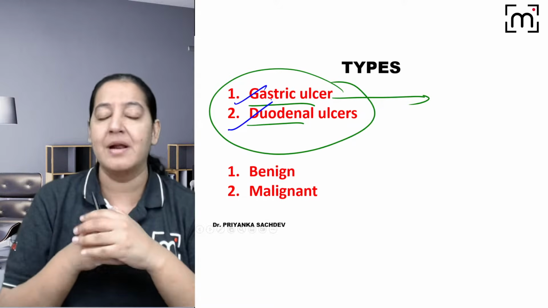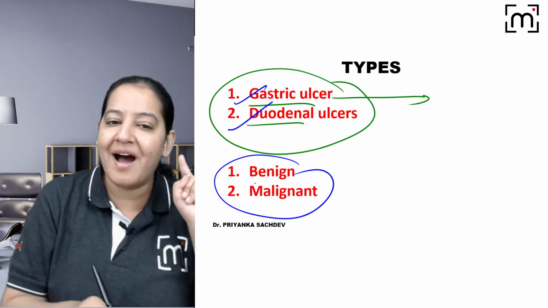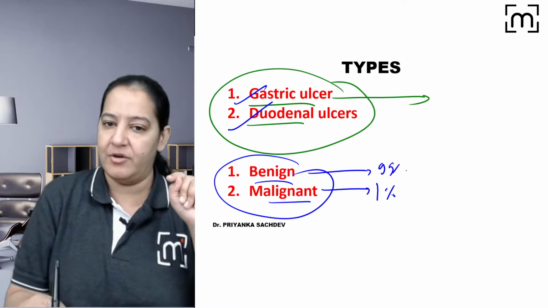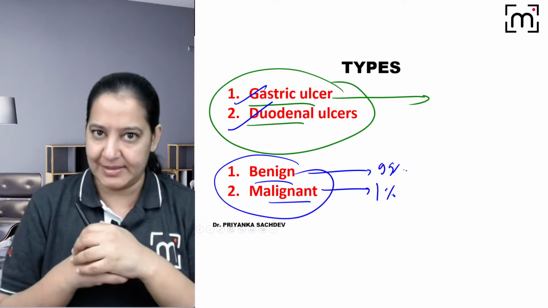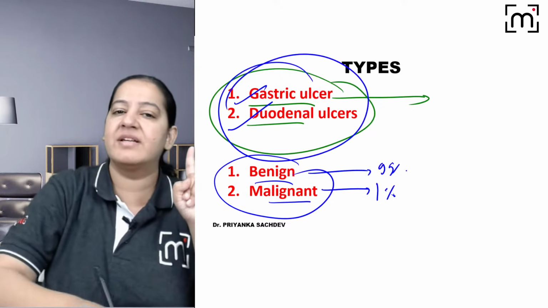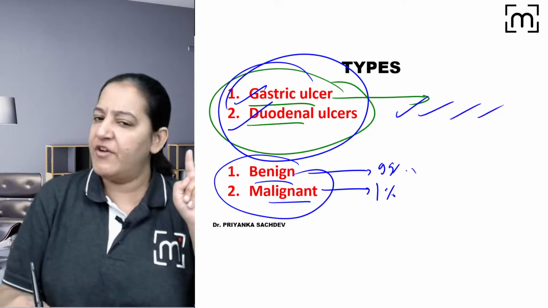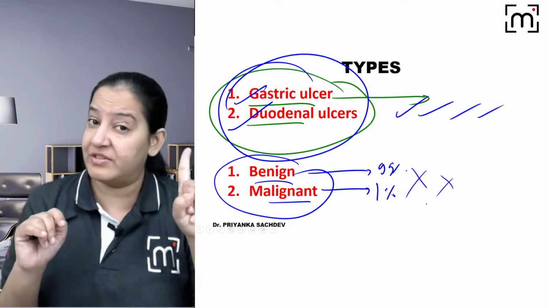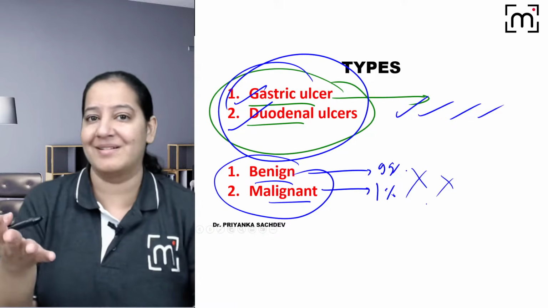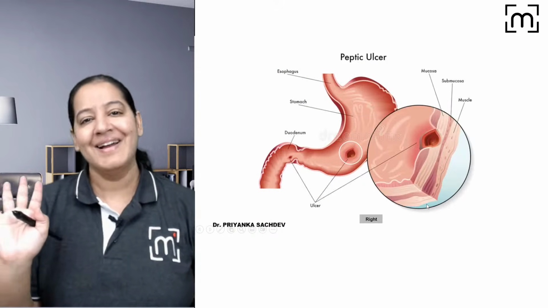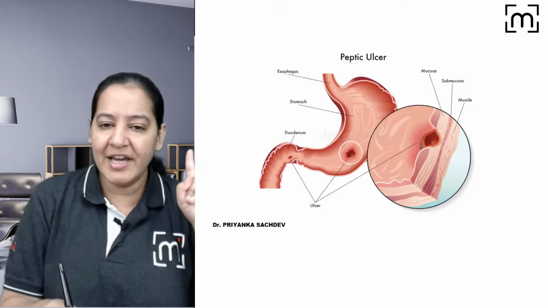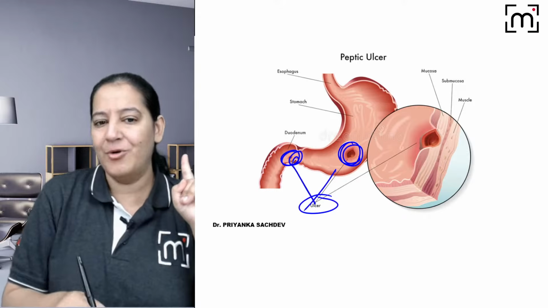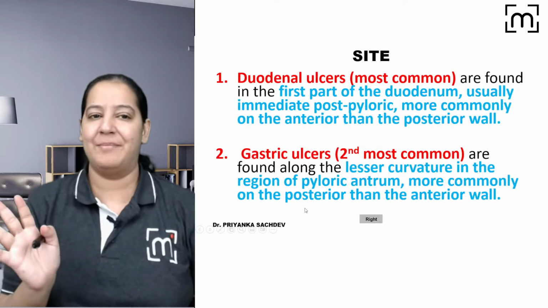This is the first classification. The second classification is whether the ulcer is benign or malignant. 1% of ulcers are malignant, 99% are benign, right? So you can classify like this also. But the main classification, if someone is asking, you must go with this classification. If you are not telling the other classification, it's okay. But you must know 1% of them is malignant. It turns malignant, but 99% are benign. I guess it's clear to you, right? Here you can say this is gastric, this is duodenal. Both are peptic ulcer. You can clearly see them, right?